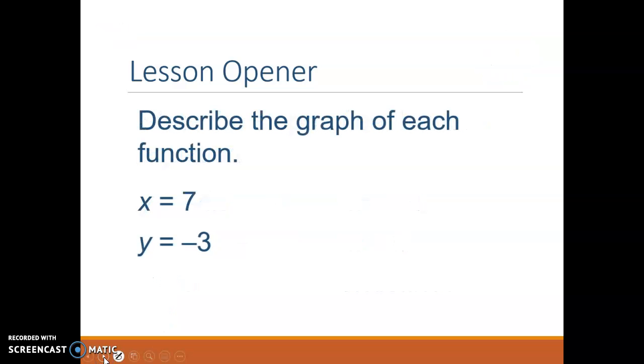All right, let's take a look at this. Describe the graph of each function. So very similar to what we looked at before, what would the graph look like? If x is equal to 7, we know that our graph would look like this, and we would describe that as vertical. It would be a vertical line. And y equals -3, with no slope whatsoever, our line looks like this, which is a horizontal line. And so that's how we would describe those two graphs.